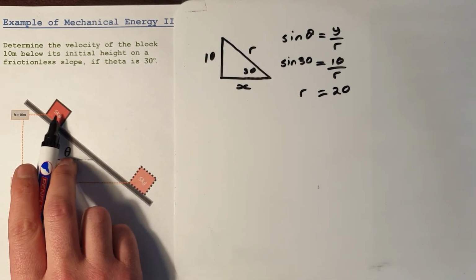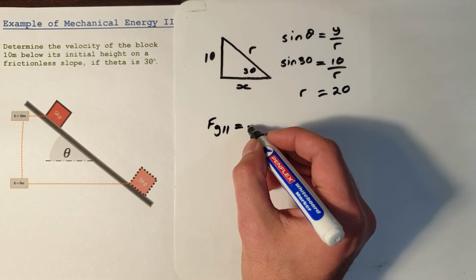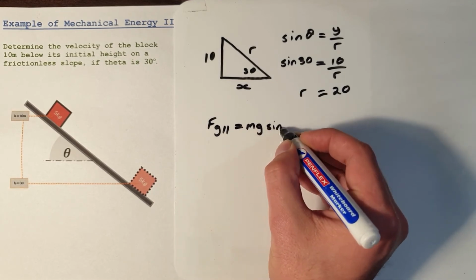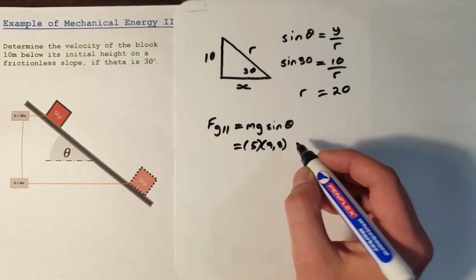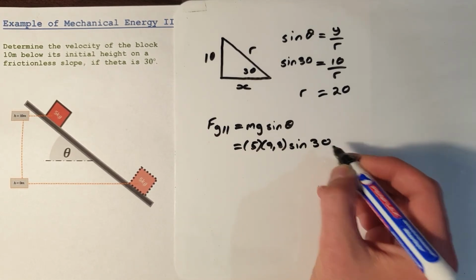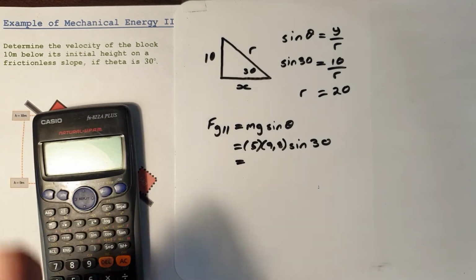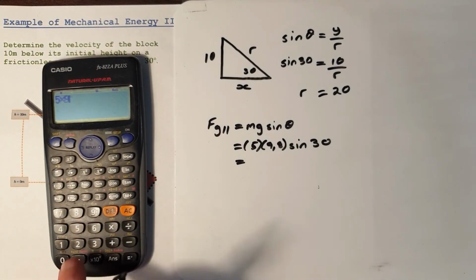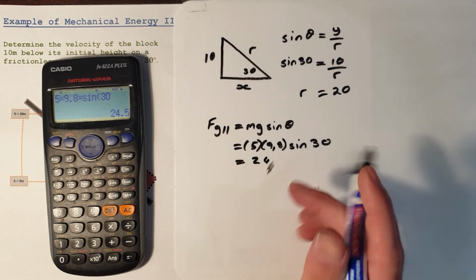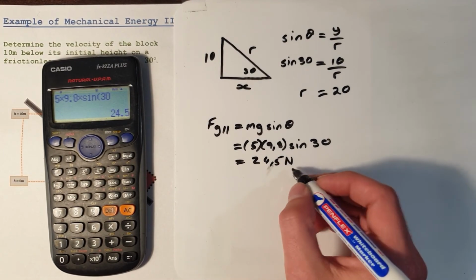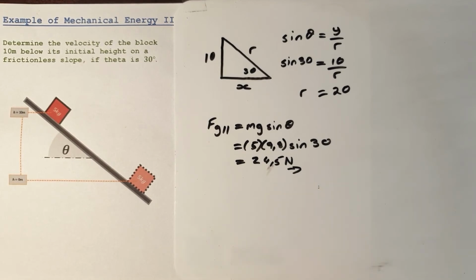Now, we need to find out how much force is going to push this thing down the slope due to gravity. So for that, we're going to be using Fg parallel, which is equal to mg sine theta. And so our mass of 5 kilograms, gravity 9.8 times sine 30. So this is then going to be 24.5 newtons. So we know that this object is being pushed down the slope due to gravity with 24.5 newtons.